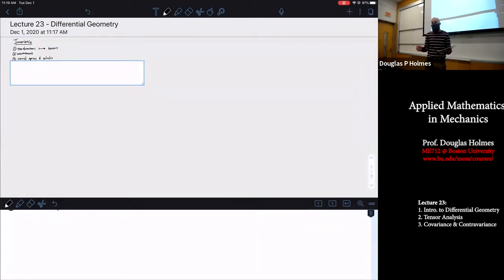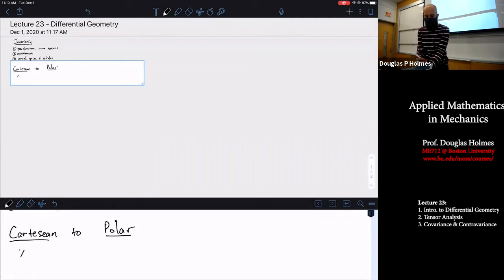So let's start with something that we've done probably hundreds of times in our career as engineers, and that is transforming from Cartesian to polar coordinates. Our Cartesian coordinates, we'll just do this in 2D for simplicity, but this all works in 3D, of course. It means we're going to transform from something measured in x and y to something measured in r, theta.